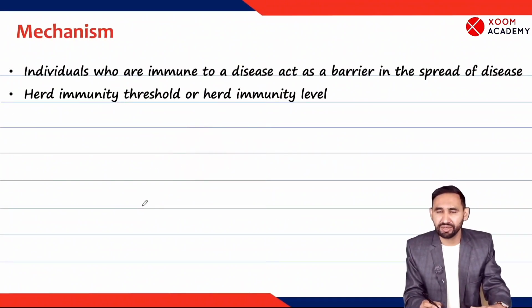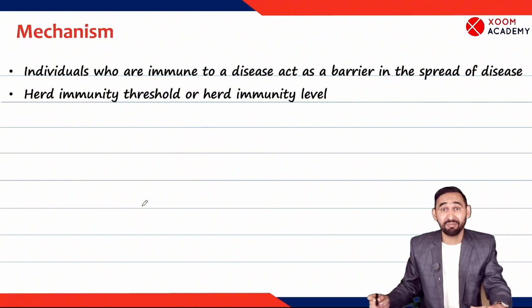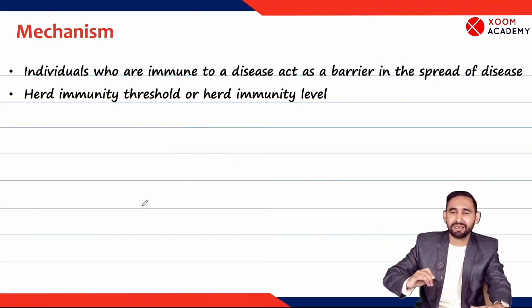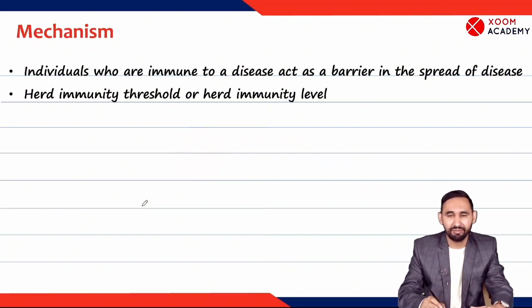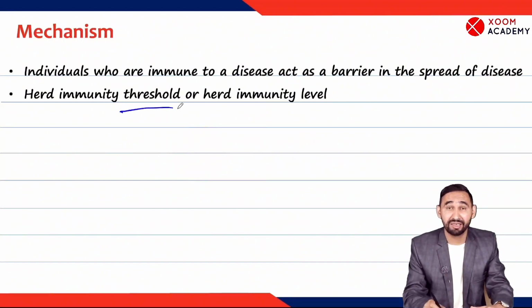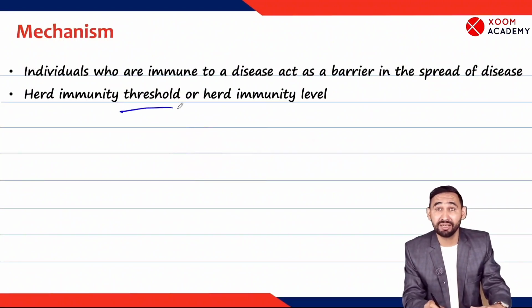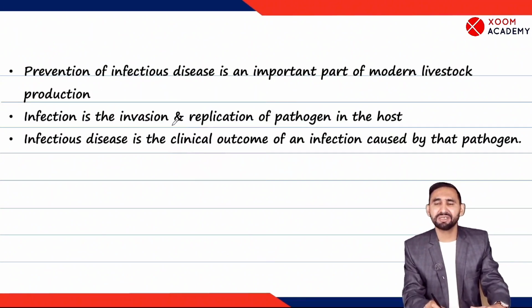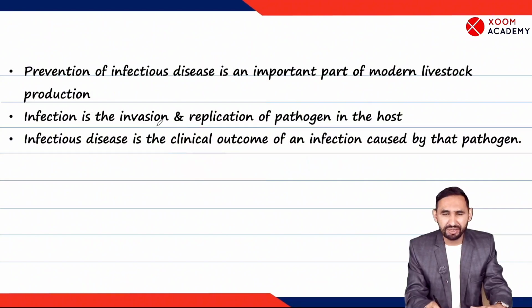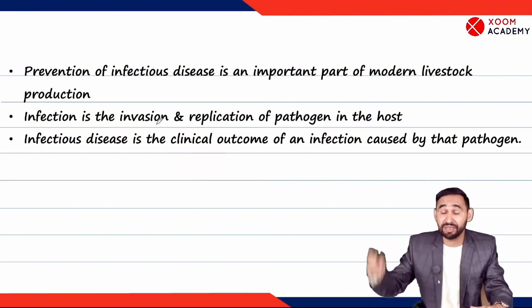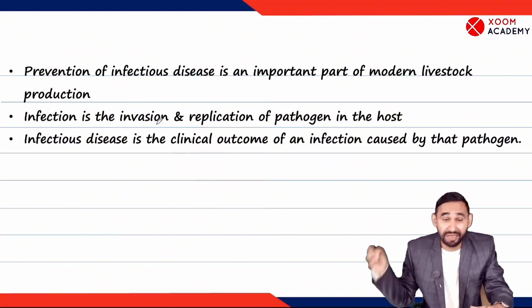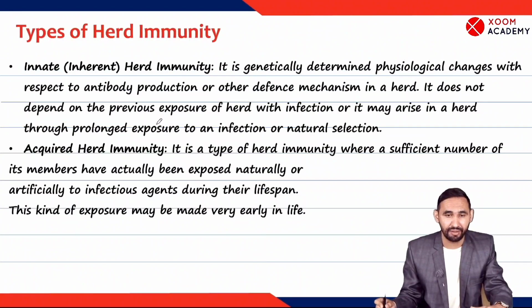Individuals who are immune to a disease act as a barrier. Basically, those who are vaccinated, who are immune, provide a barrier to spread of the disease. Herd immunity provides a threshold, like we have achieved, as already mentioned, in polio. It prevents infectious disease. What is infection? It's an invasion, a replication, a multiplication of an organism in the host. Then it causes the disease.